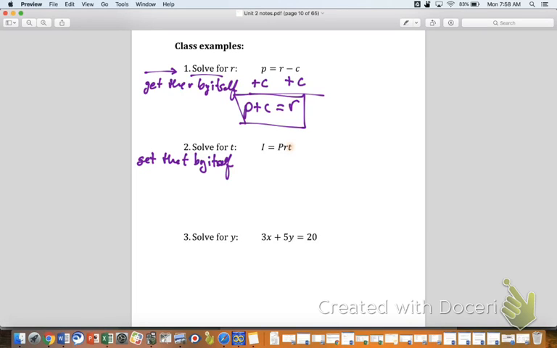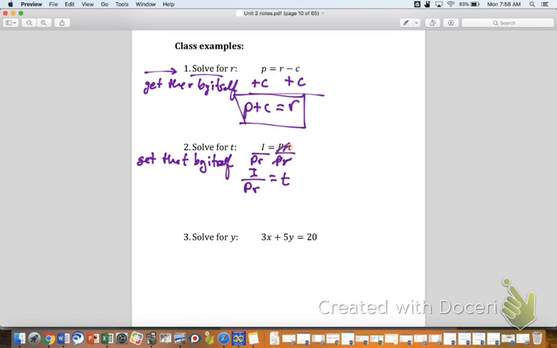But clearly the t is not by itself. There's a p, and there's an r over there with the t. How are the p and the r attached to the t? Multiplication. Yeah, it's p times r times t. So how do you want to undo multiplication? I'm going to divide both sides by pr. That'll get rid of this in one step. You could divide by p and then divide by r, or you could just divide by pr because it's the same thing. So the prs would cancel out. This would leave me with t equals I over PR.